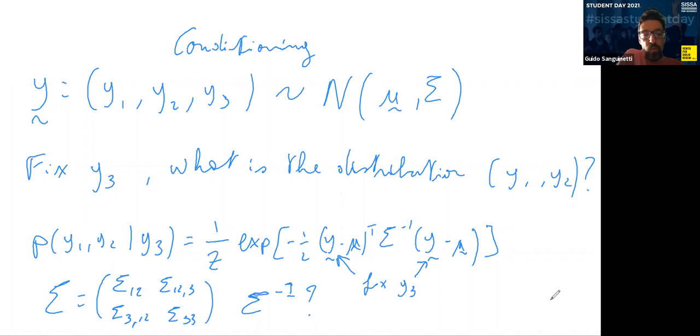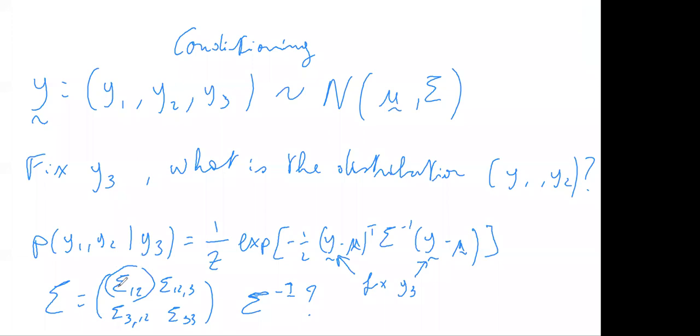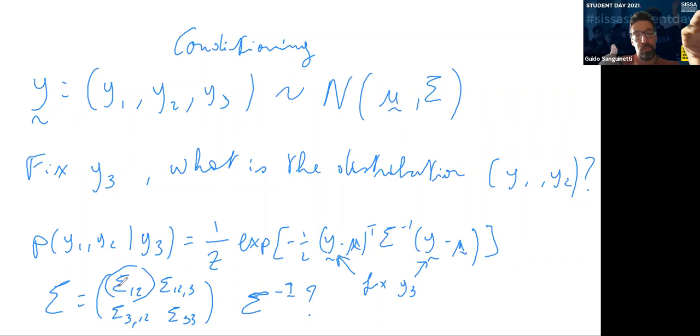Excuse me, could you perhaps specify what is, for instance, sigma 1,2 comma 3? Okay, that's fair enough. Sigma is a 3x3 matrix. I'm selecting the first two variables as special and the third one as special, because the third one I'm fixing as a number. So I'm dividing the 3x3 matrix into a 2x2 matrix, which is the covariance matrix between the first two entries, and then a vector, which is the covariance between y1 and y3 and y2 and y3. So this is a 2x1 vector, this is its transpose, and this is the variance of y3.